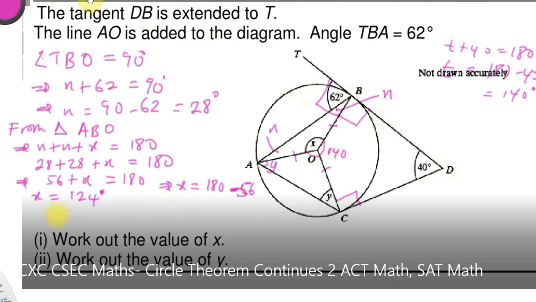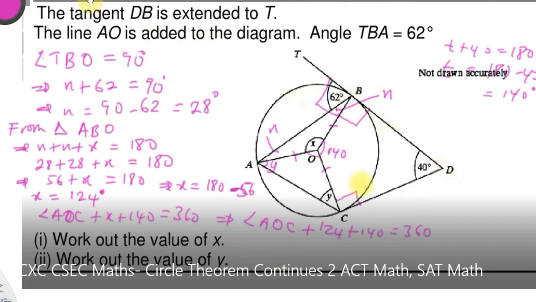It means that angle AOC plus X plus 140 is equal to 360 degrees. So this implies that angle AOC plus X, which is 124, plus 140 is equal to 360 degrees.